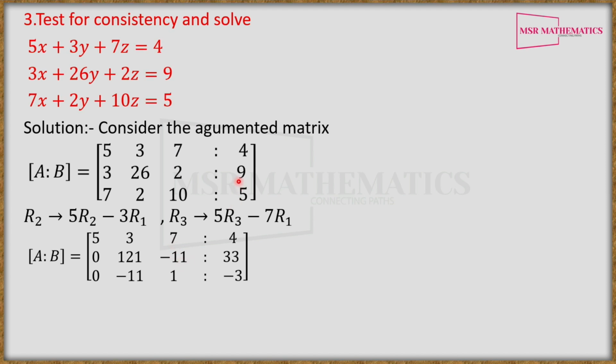In a similar way, here we have 5 into 9 minus 3 into 4, we get a value as 33. In a similar way, for R3, that is 5 into R3 is 35, minus 7 into R1 is 35, 35 minus 35, we get a value as 0.